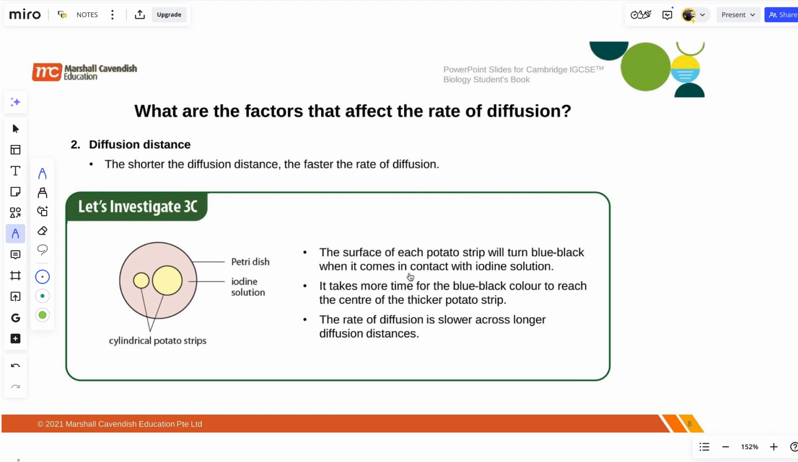The second factor, you need to know these factors in your exam. Number one, temperature. Number two, diffusion distance. And number three, surface area to volume ratio. You need to understand each of these.